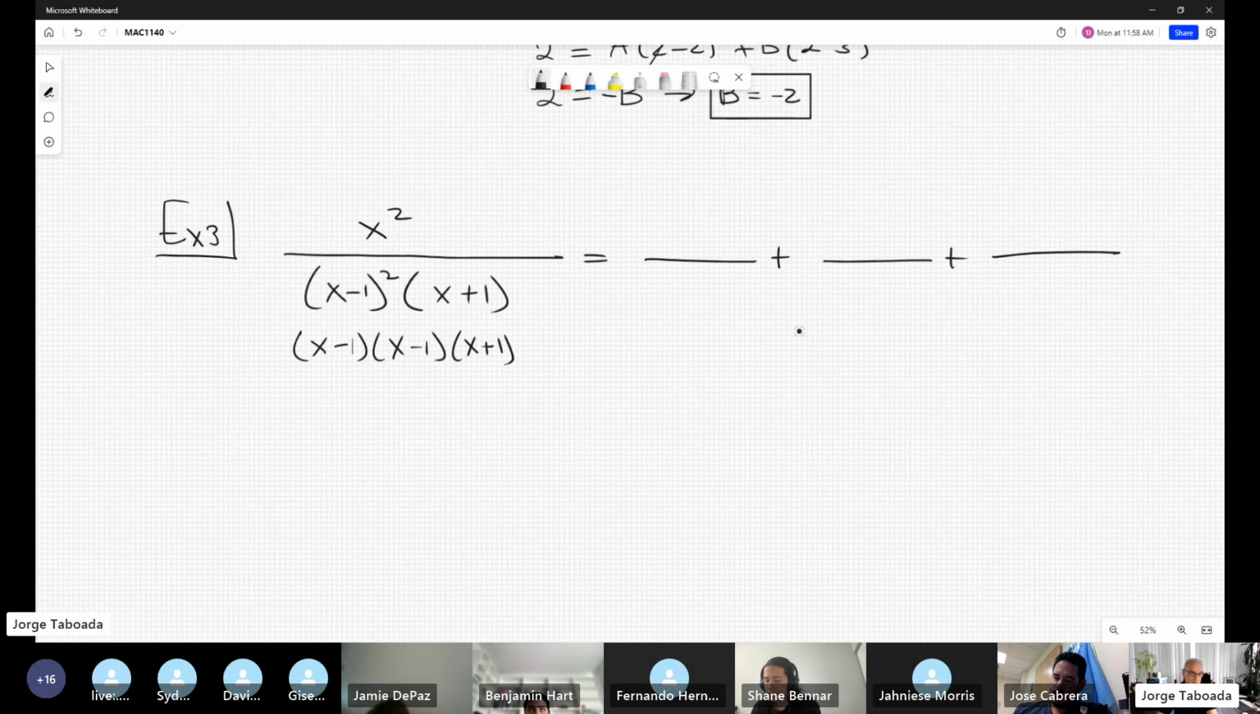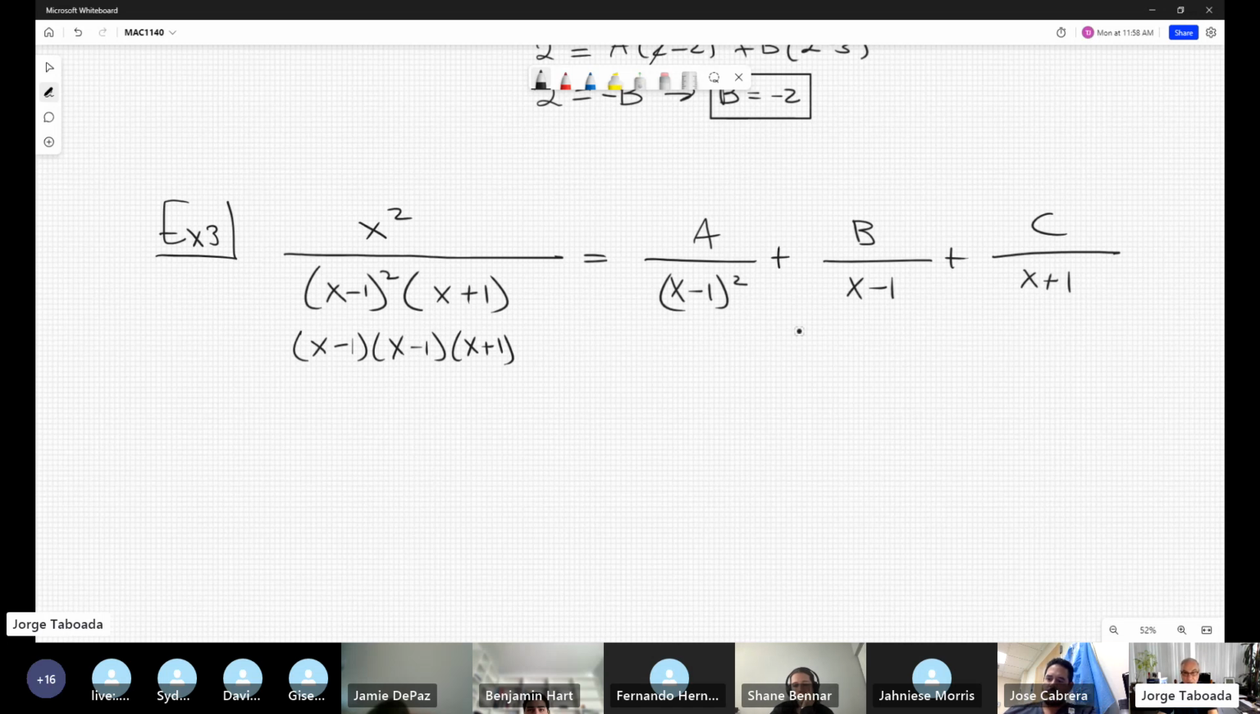It's the most important thing that you need to know: the format. Because the power is two, you copy x minus one squared. You copy x minus one, no square, power one. And you copy x plus one, which is an extra linear factor, non-repeated, only one time. x minus one is repeated. This is the new thing. When it's repeated, power two, power three, power whatever, you decrease the exponent. Two, one. For three: three, two, one. For four: four, three, two, one. This is the idea. And the rest is A, B, and C.